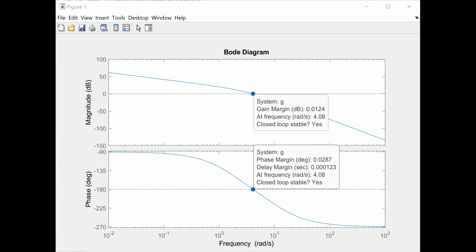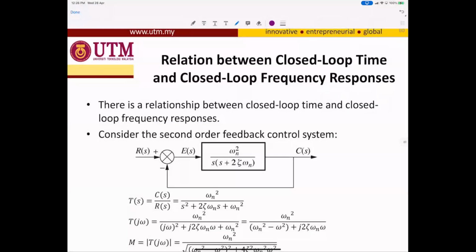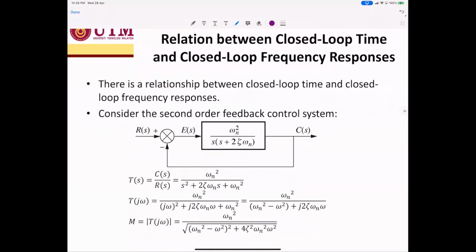Any questions? No questions. Okay, if no question, we move to the next subtopic, which is the relation between closed loop time and closed loop frequency response.